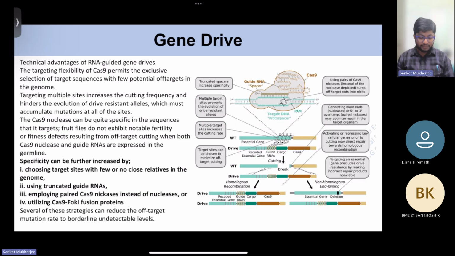So specificity of CRISPR can be increased by choosing target sites with few or no close relatives in the genome. It's very important, because if similar target sites are present, or if your target sequence is not unique, then CRISPR could cleave at off-target sites. That's obviously there. So if you choose a site which is very rare, then that problem is solved. Truncated guide RNAs can be used. Paired Cas9 nickases instead of nucleases could also be used, and utilizing Cas9 FokI fusion protein. Dissolving will not be the answer. Option D is wrong.